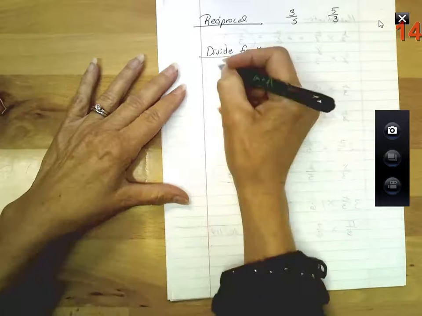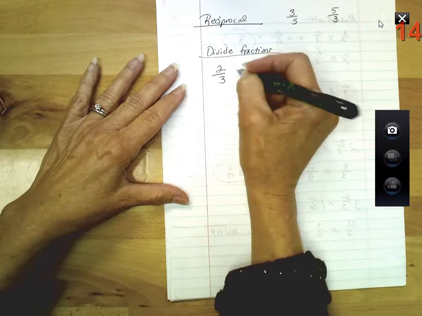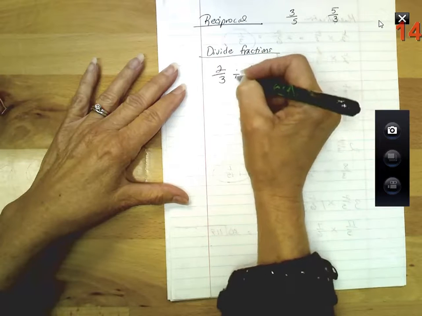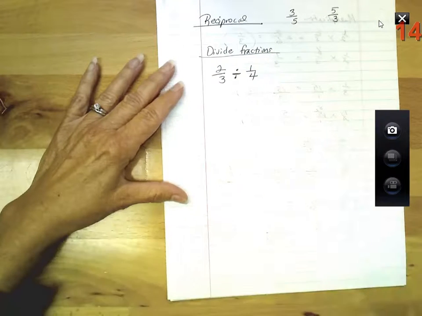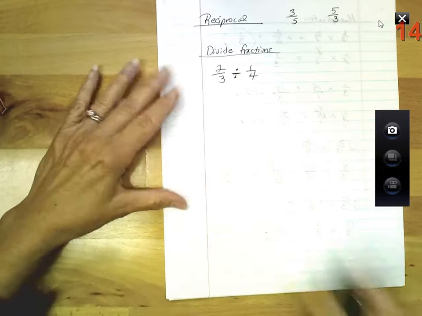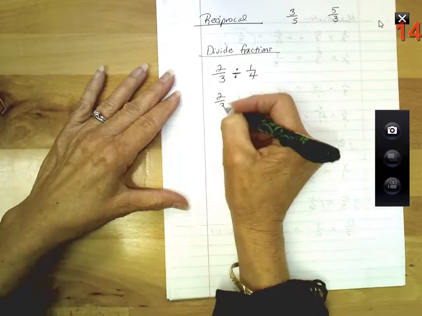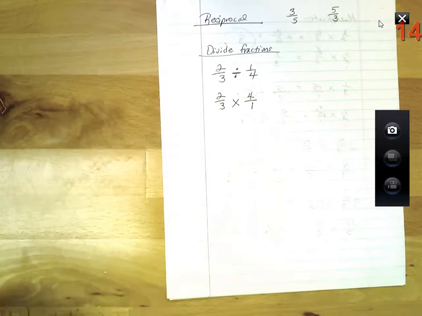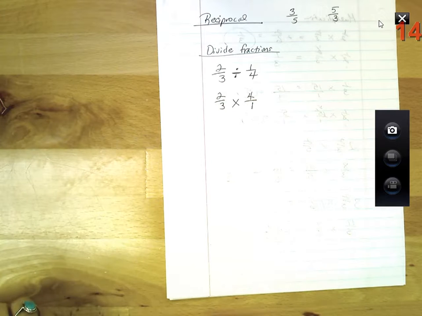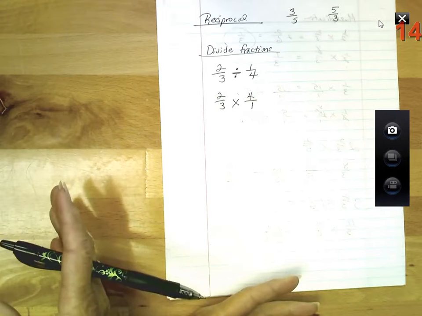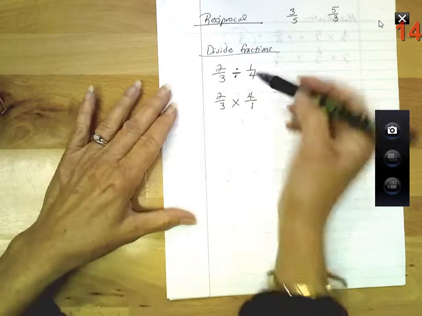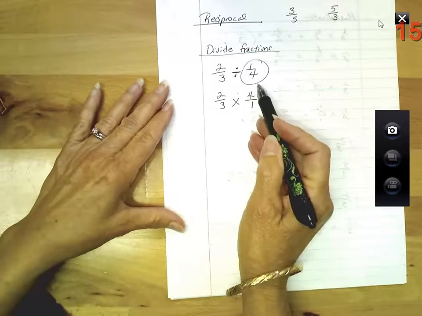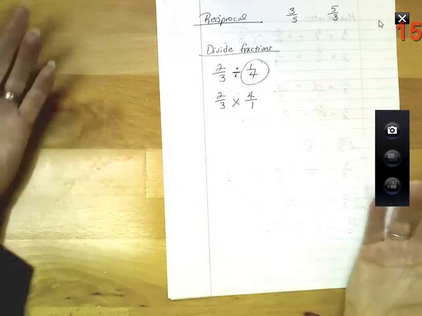If I have something like 2/3 divided by 1/4, you turn the second one upside down and multiply. So every single division problem will become a multiplication problem. And you already know how to multiply, so it's no problem. The second number is the only one you turn upside down, though. Don't turn both of them upside down.